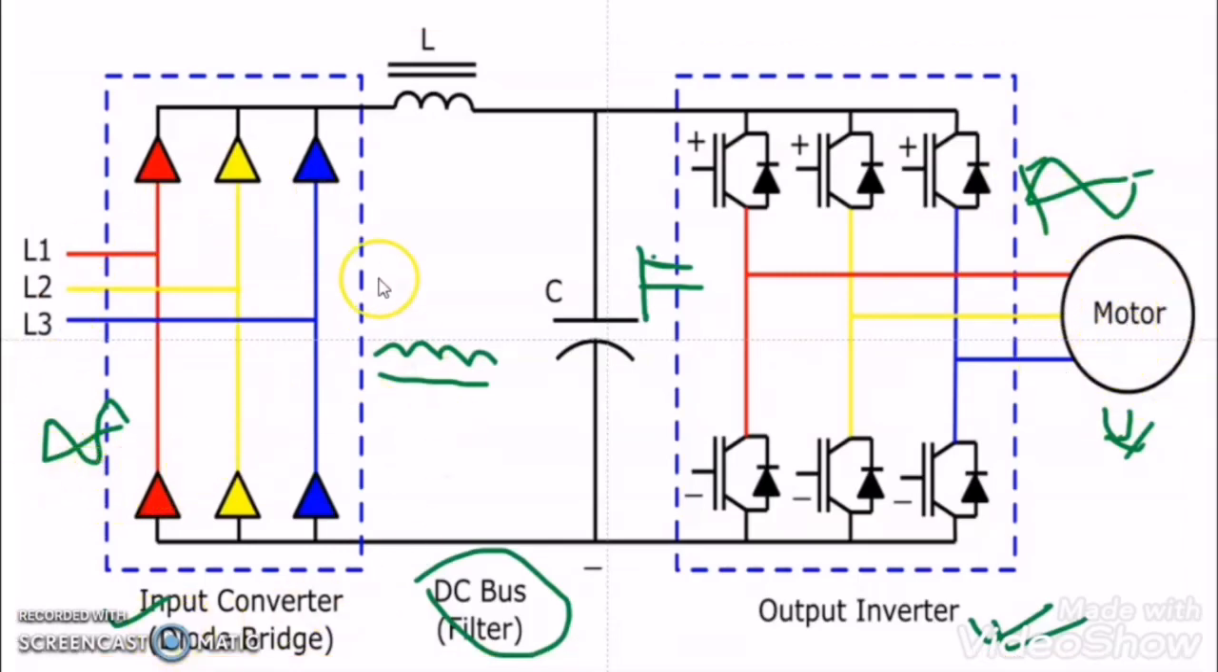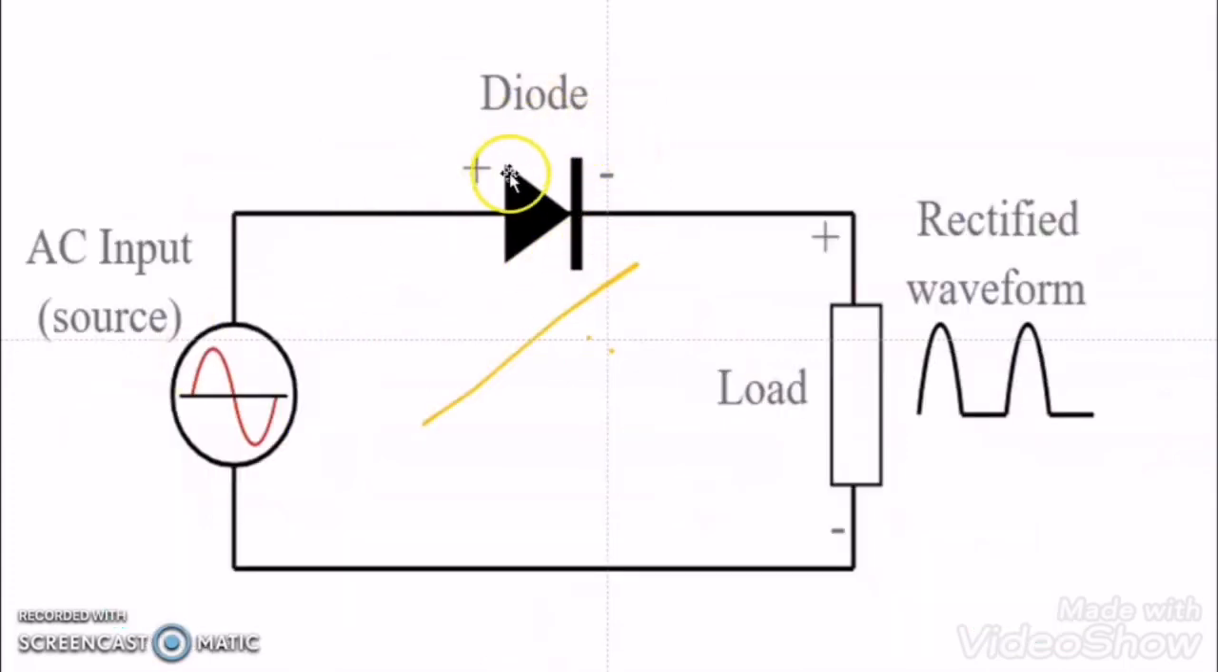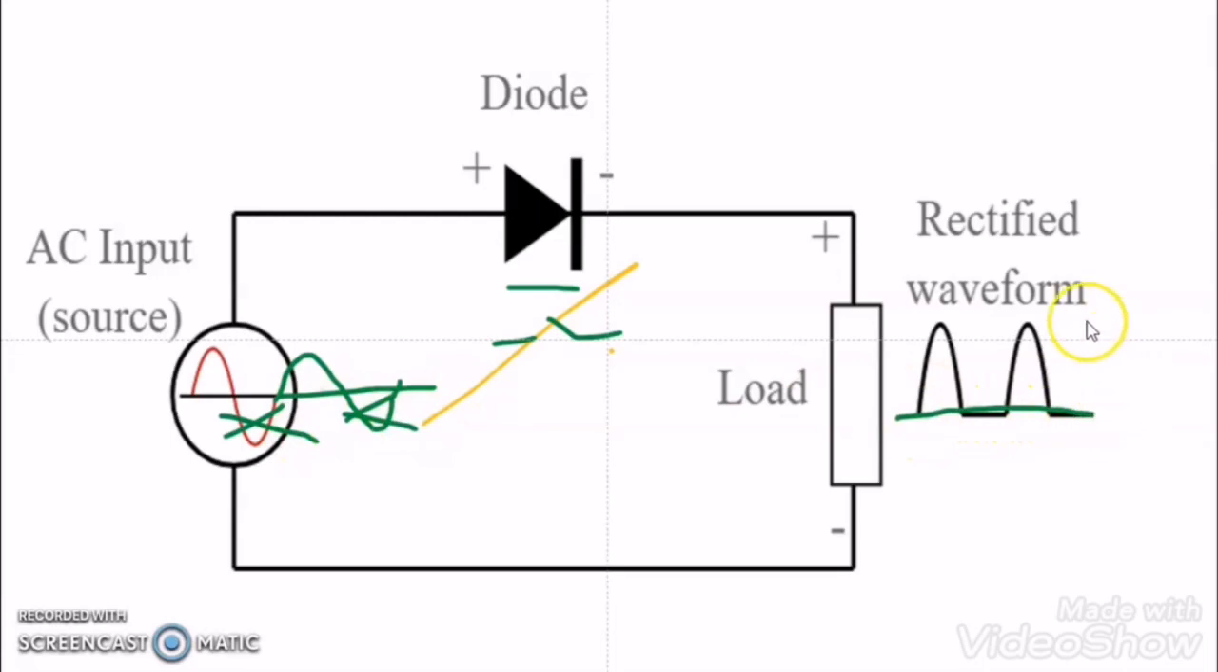The input converter is nothing but a combination of diodes, and it acts like a rectifier. As we know, a diode, like a PN junction diode, acts like a closed switch when the power supply is in the positive direction, and acts like an open switch when the power supply is in the negative cycle. So when the power supply is applied to the diode, it chops the negative cycle of the voltage and allows only the positive cycle of the power supply.